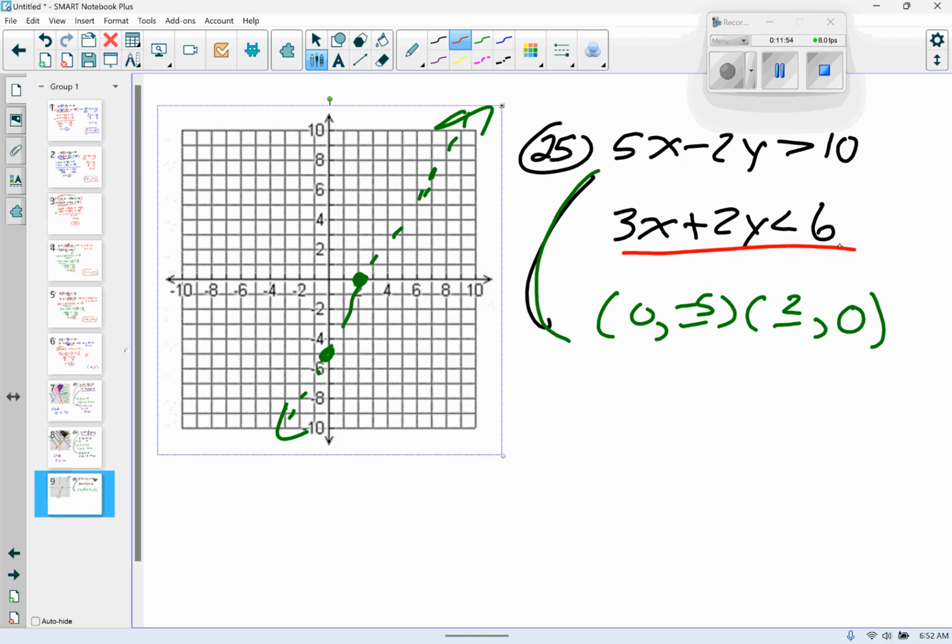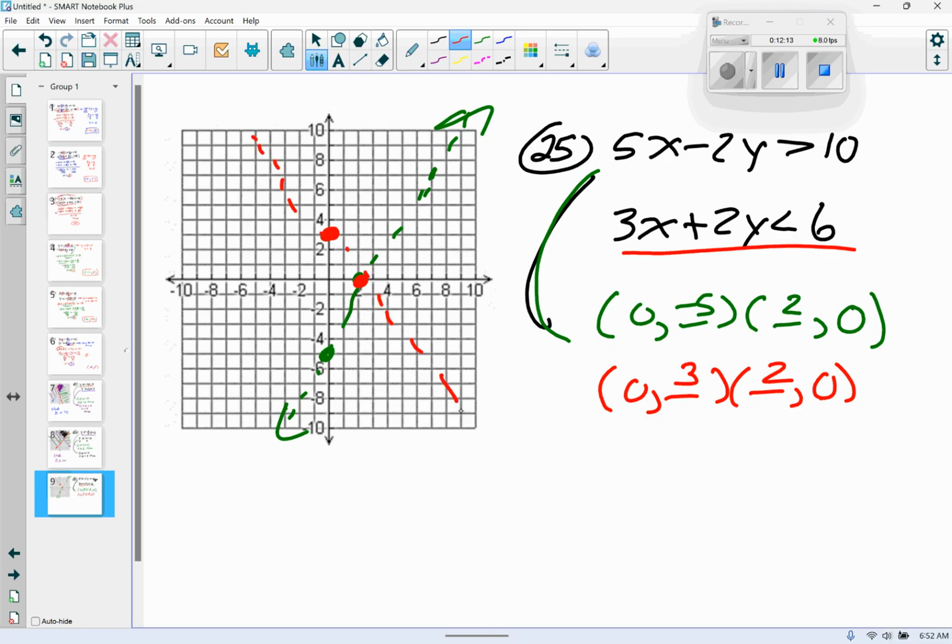We'll do this one in red. We're going to go 0, comma, blank, blank, comma, 0. This is an x value, so 2 times what number gives me 6? That's 3. This is a y value, so plug it in there. So 3 times what number gives me 6? That's 2. This is also going to be dotted. So 0, 0 works. If I plug 0, 0 in here, that's going to give me 0 is greater than 10, which is false. So I'm going to shade on the green one the opposite side.